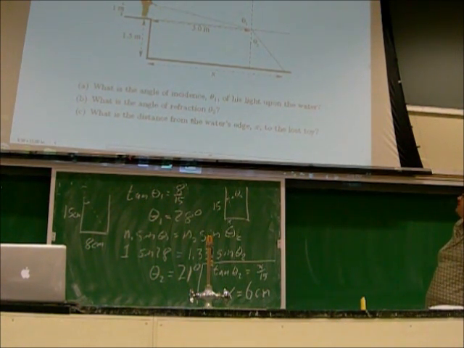What's the angle of incidence? Theta 1. What is the angle of refraction? Theta 2. And then what is the distance from the water's edge, X, to the lost toy? Everybody follow?